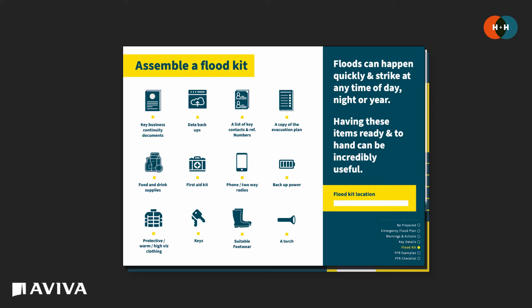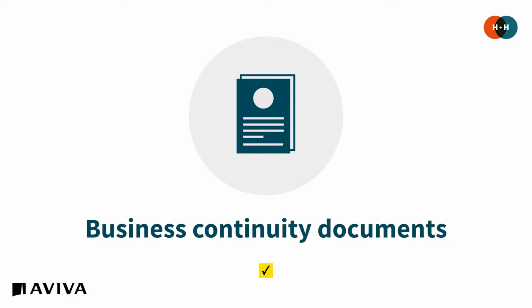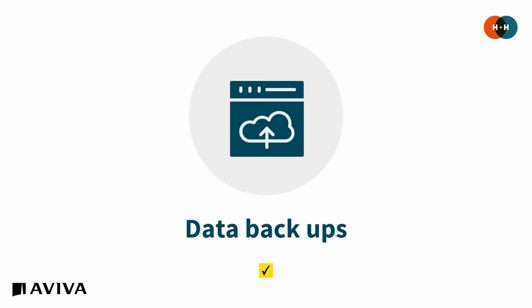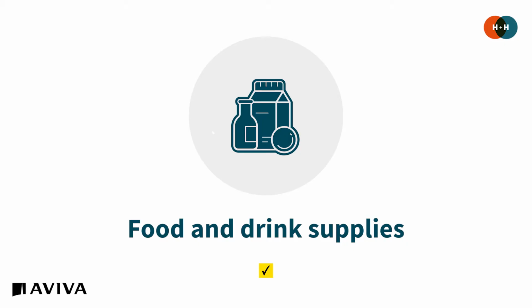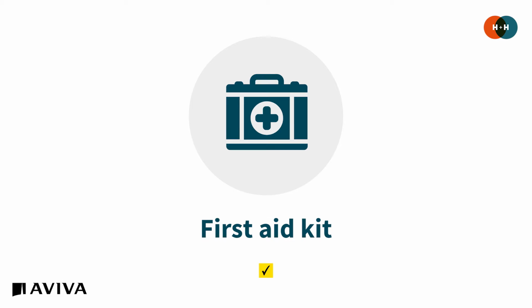Now the next page actually shows us the items that we might need to assemble within a flood kit. And as you can see, this comprises everything from important documents through to data backups and, of course, key details and that contact list. In terms of other items, it may be that you need some food or drink supplies ready and a first aid kit to hand.